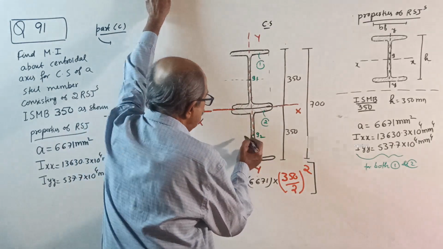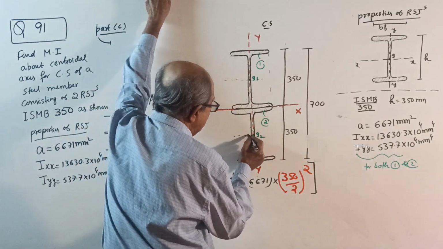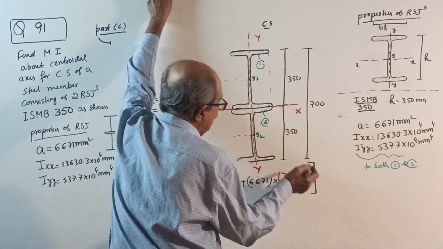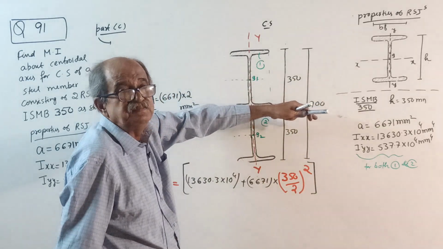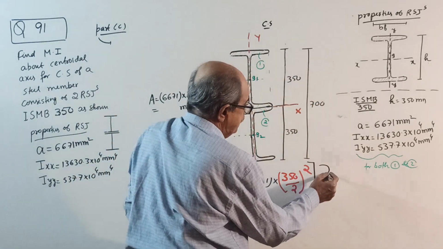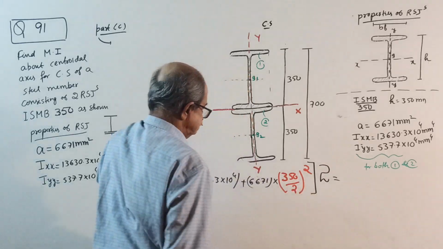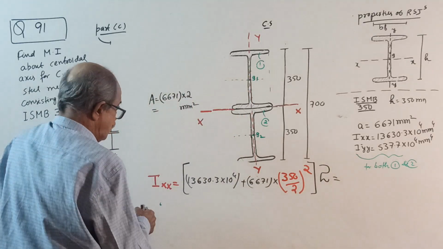What about for 2? It is identical, with the same Ig and the same h square, since both 1 and 2 are placed symmetrically with respect to XX. So directly multiply by 2 to get the answer. Then I about YY.